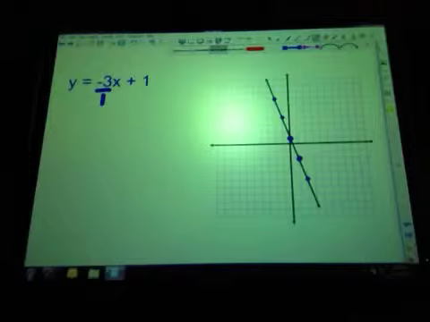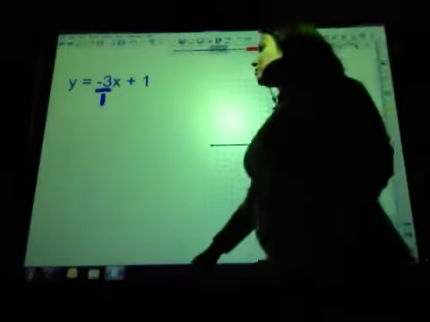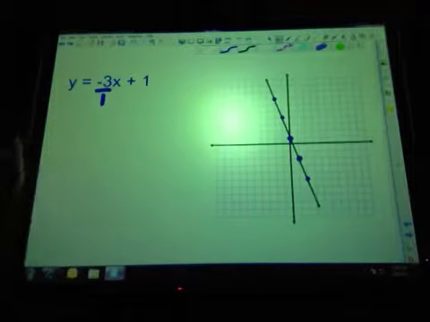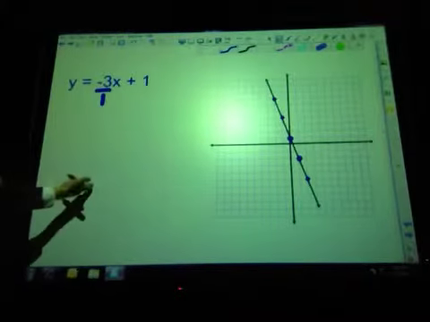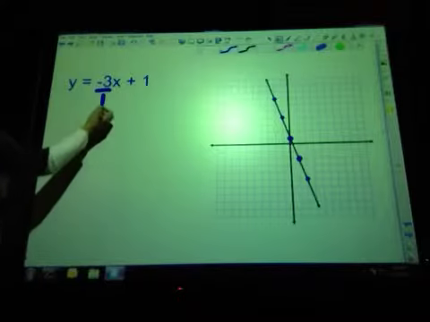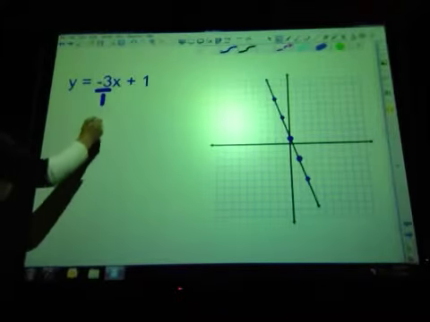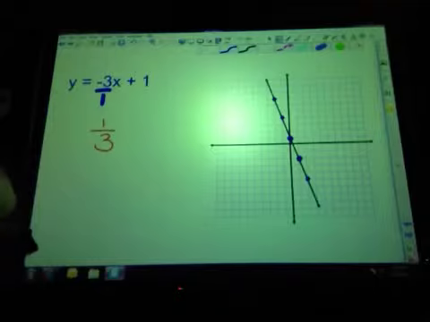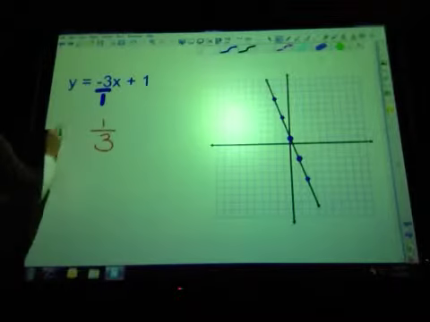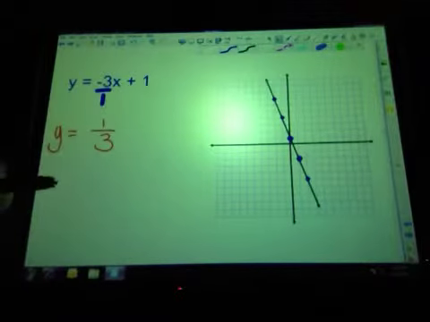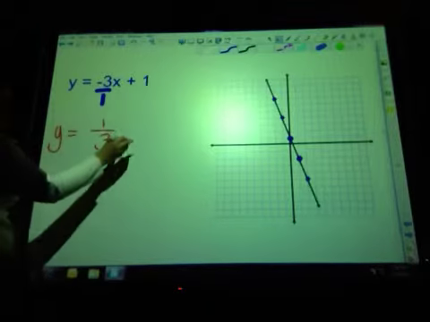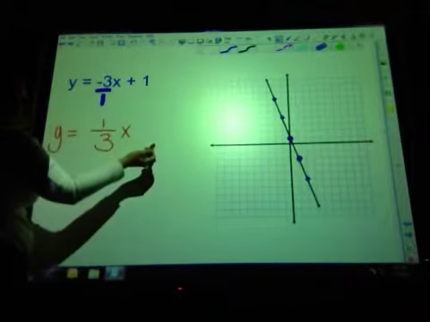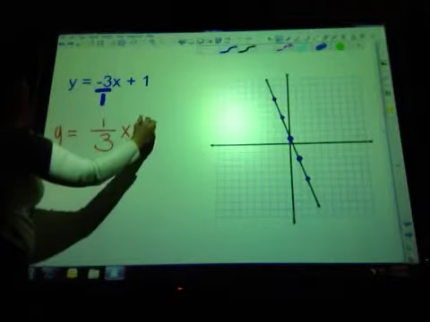If I wanted to create a perpendicular line to that, I would have to make sure that my slope for my new line was the opposite reciprocal. Right now I have a negative number, so I want my new slope to be positive, and then I need to flip this fraction upside down. So +1/3 will be the slope for any equation that would be perpendicular to our original one. So I can put any y-intercept in here that I want.